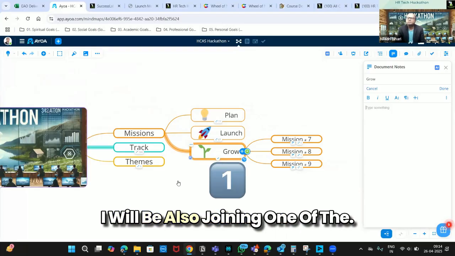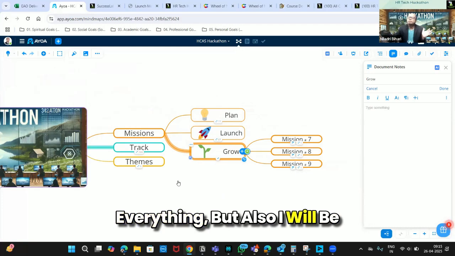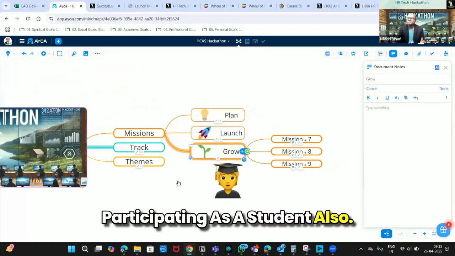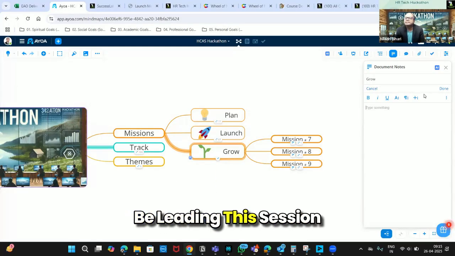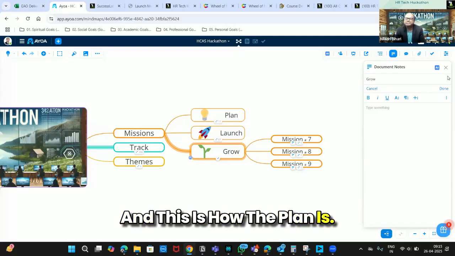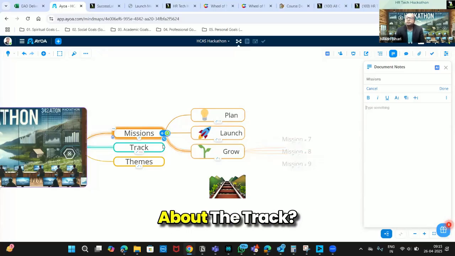Every time I will be also joining one of the teams. I will definitely be monitoring everything, but I will also be participating as a student. Okay. So that is how I will be leading this session, and this is how the plan is. Okay. So now this is all about the missions. And what about the tracks?